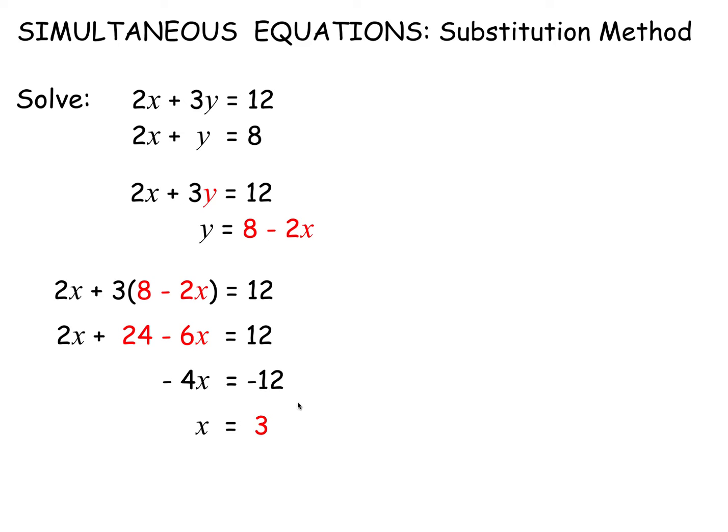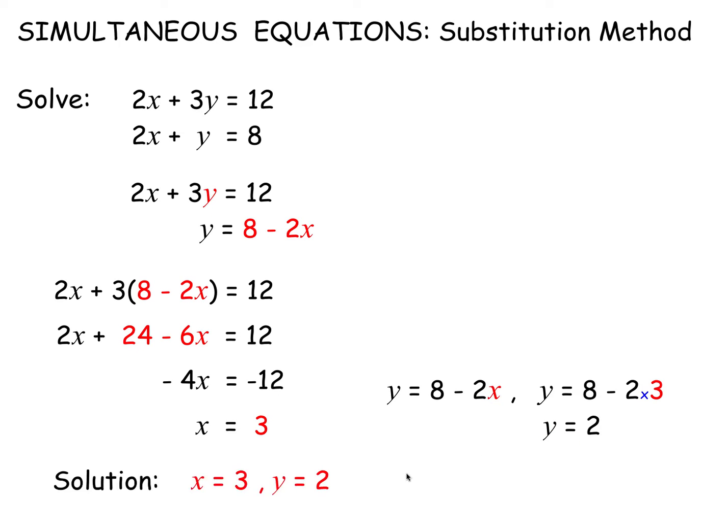So x is 3. Now you can pick an equation with x and y and make x 3. The easiest equation will be y equals 8 minus 2x. Make x 3 and it's 8 minus 2 times 3 and out comes y to be 2. So the solution is x is 3 and y is 2. That's the substitution method because we made a substitution. We substituted this y by the 8 minus 2x.